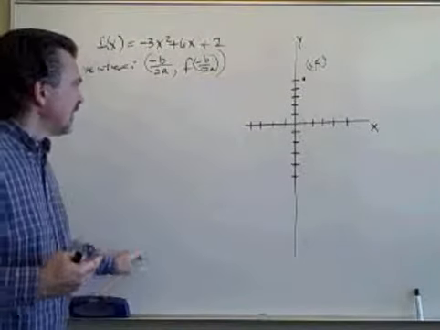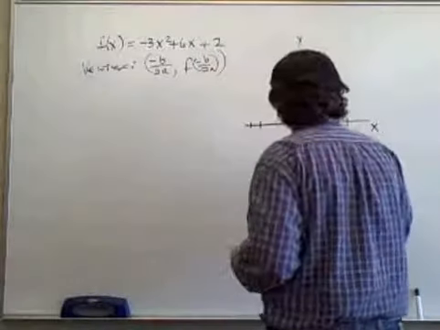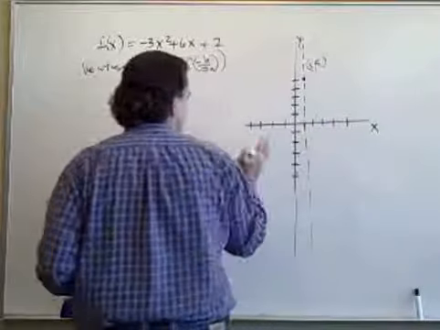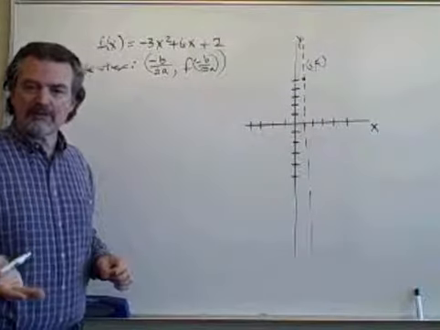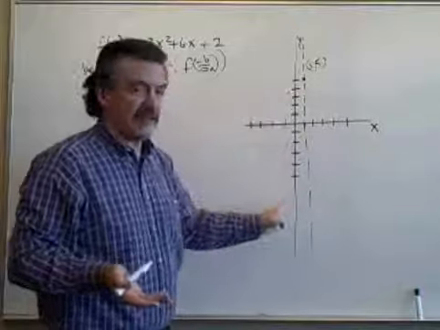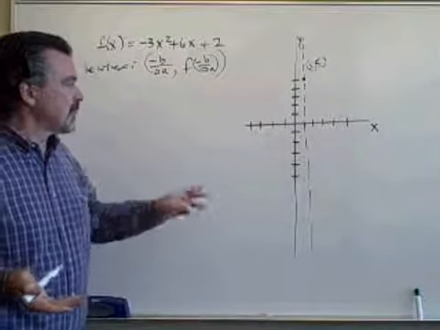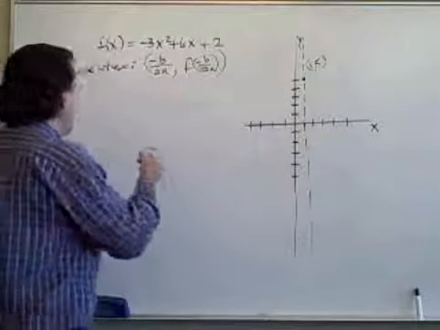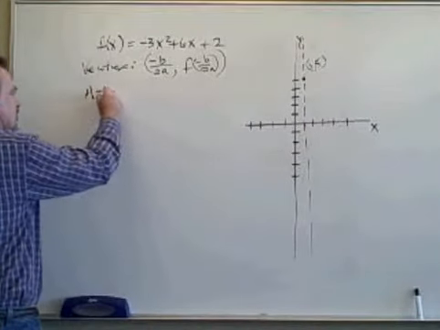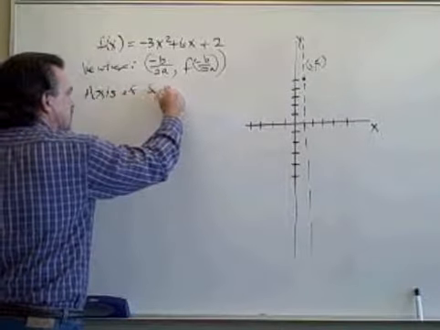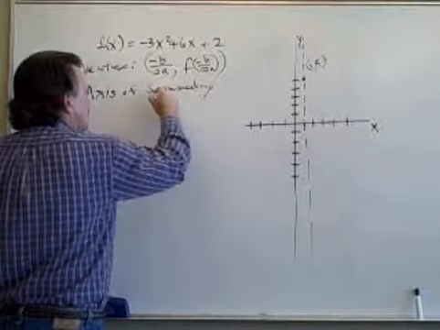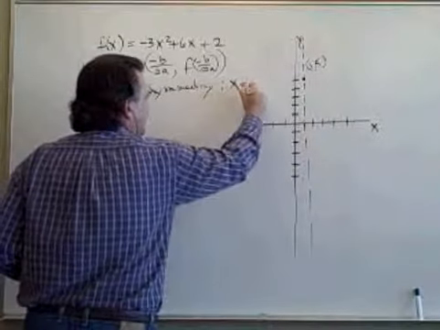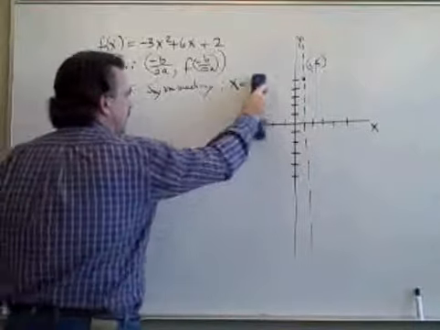Because remember, this parabola, like every parabola that is the graph of a quadratic function, is symmetric around a vertical line. That vertical line is no longer the y-axis, but it is the vertical line x equals 1. So we call that again the axis of symmetry. So in this case, the axis of symmetry is the vertical line x equals 1.